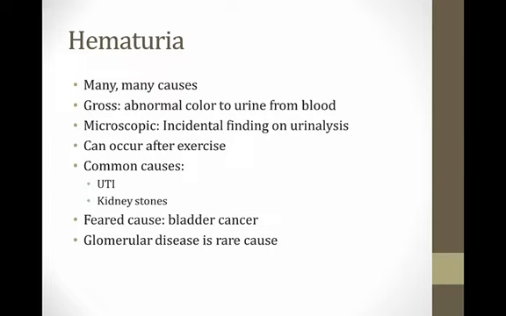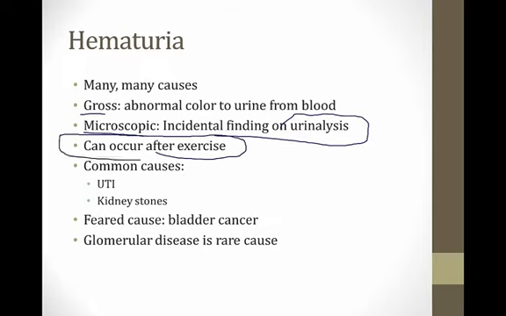We call hematuria gross when the urine changes color, and then we call it microscopic when the urine has normal color, but if you look at it under the microscope with urinalysis, you can see evidence of red cells. Hematuria can occur after exercise in normal kidneys. We don't know why this happens, but some patients, when they exercise strenuously, will develop hematuria.